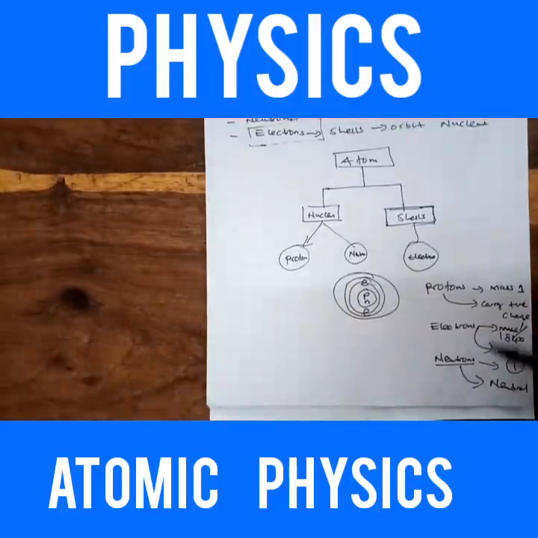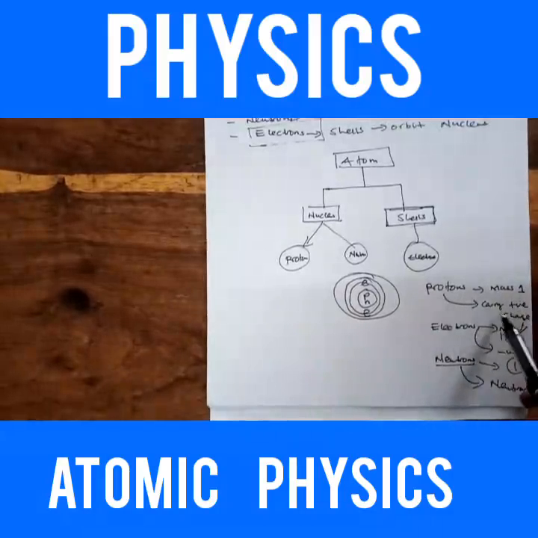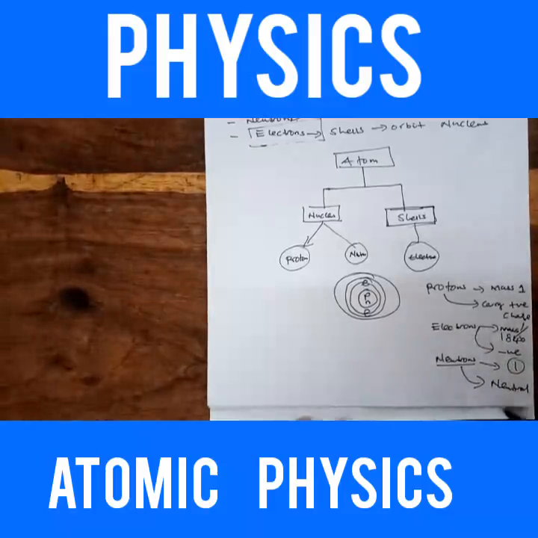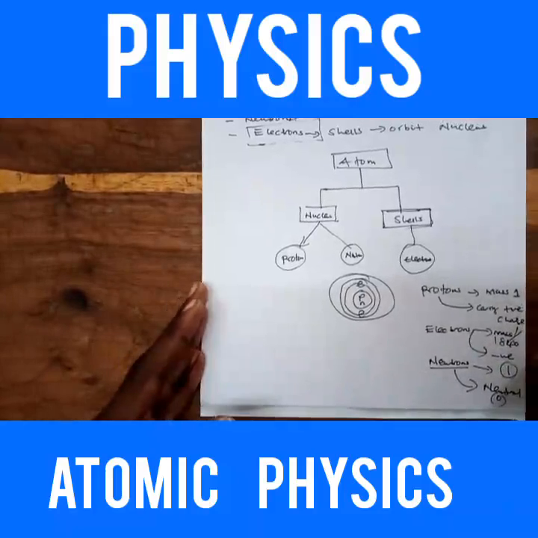So these are the properties of the 3 subatomic particles: the protons, electrons, and neutrons. Protons have a mass of 1. They carry a positive charge. Electrons have a negligible mass, which is about 1 divided by 1,840, and they have a negative charge. Neutrons have a mass that is equal to the mass of protons, which is 1, and they are neutral. The charge is 0 here.